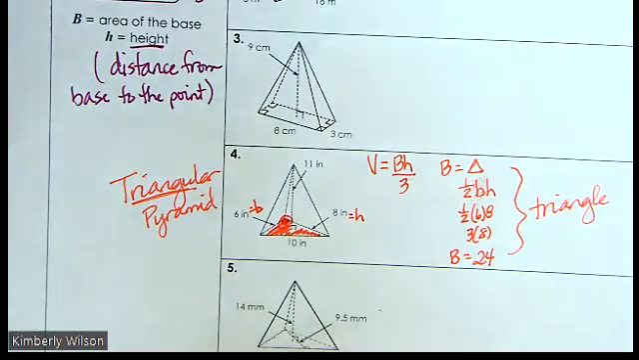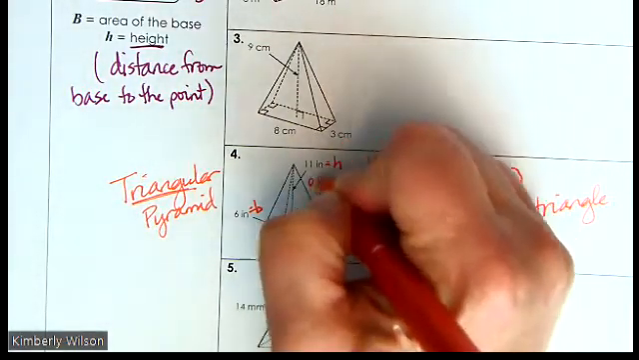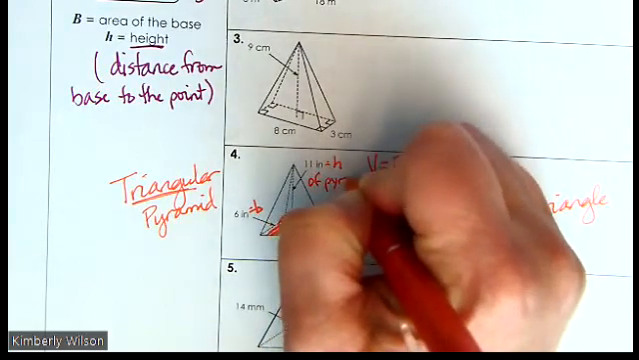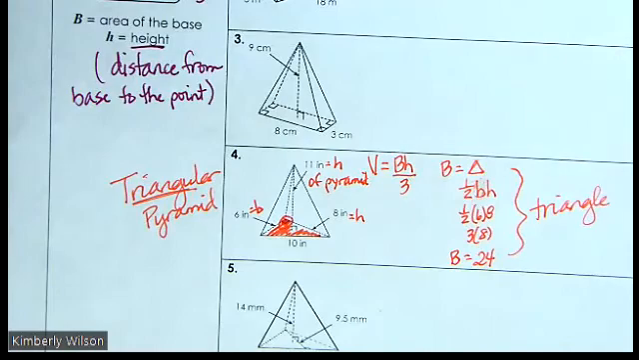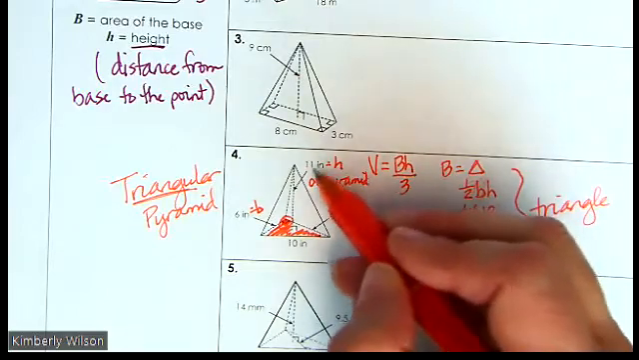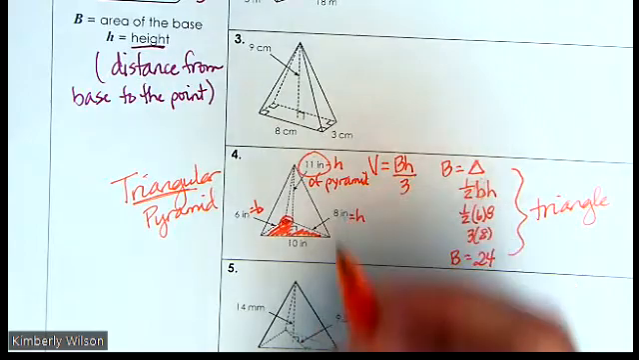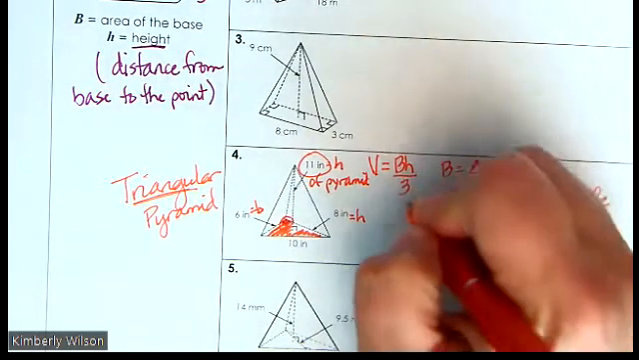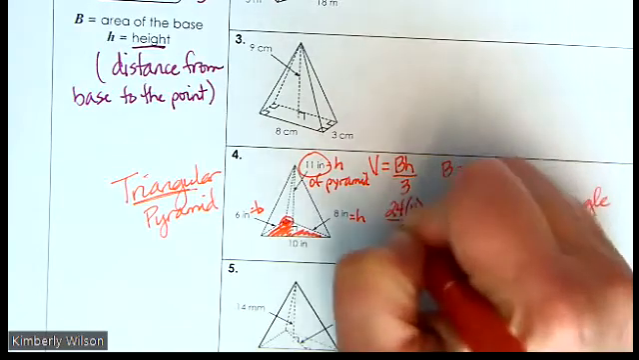Now, the 11, that's where I need to understand. This is the height of the pyramid. I'm dealing with two heights here, so you may want to label them so that you know that these two are different heights. This is the height of the 3D figure. This is the height of the triangle. Okay, so now we plug in. So I have 24 times 11 over 3.